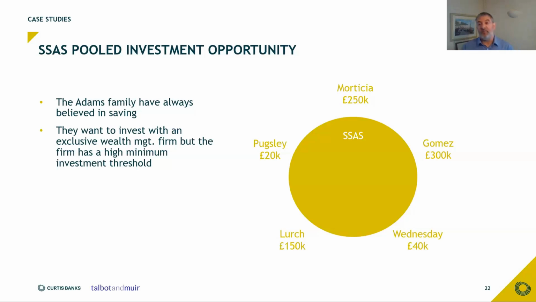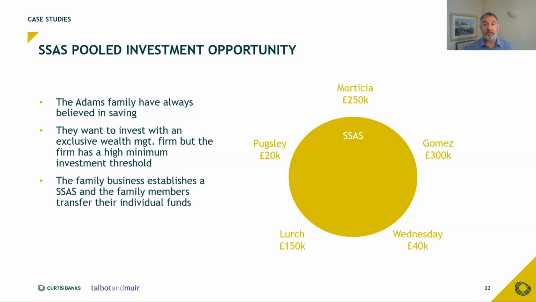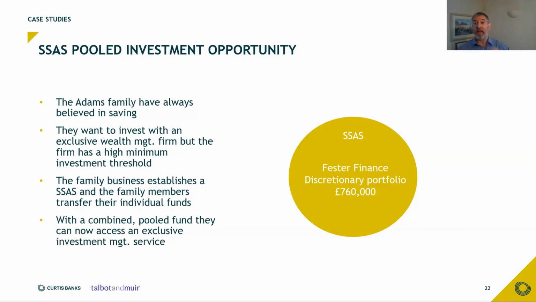It might be, in my example here, that they want to access a discretionary management portfolio, perhaps a bespoke portfolio, and the investment manager might have a minimum investment threshold. Some members of the family might have sufficient resources to access that discretionary portfolio and meet the minimum threshold, but others might not. So if they were to establish a SSAS, pool or consolidate their funds together, we now have a single investment fund and a single mandate for the DFM.